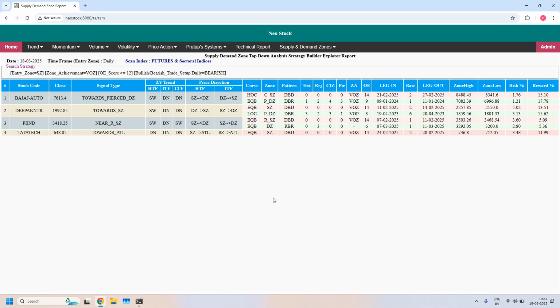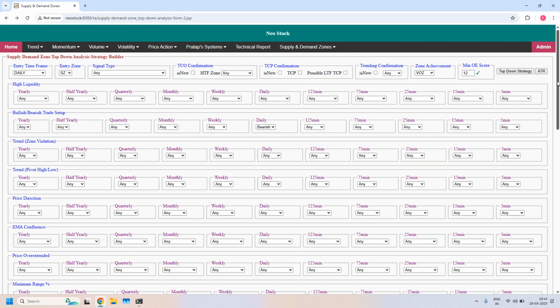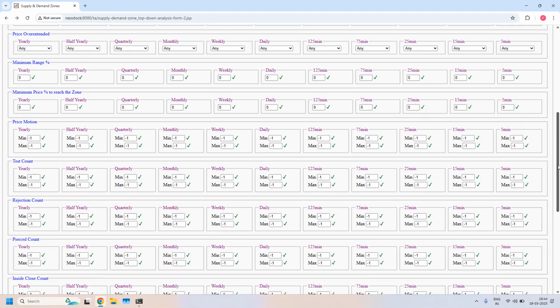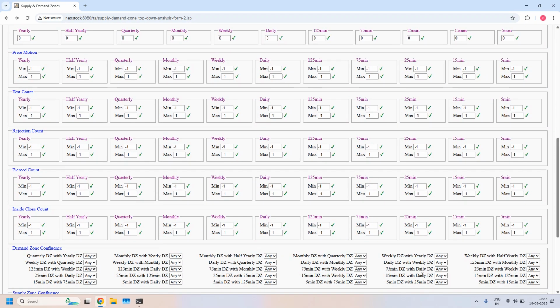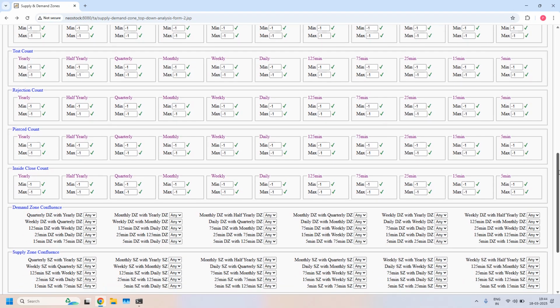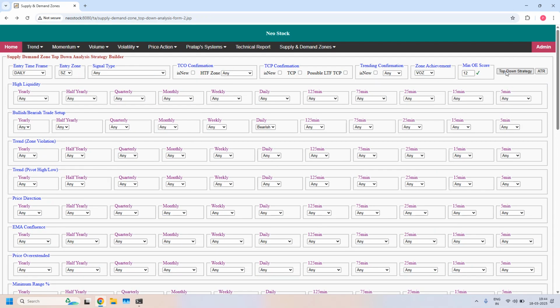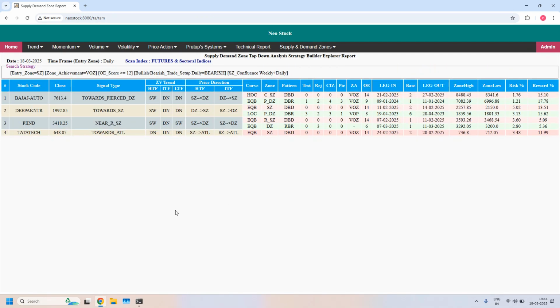So as usual, first filter is LTF and ITF supply zone confluence. That is a daily and weekly supply zone confluence. Sorry, this is demand zone confluence. So you should look into supply zone confluence by setting the filter daily supply zone having weekly supply zone confluence. So I enable the filter. With this filter, out of 4 stocks, we got all the 4 stocks.